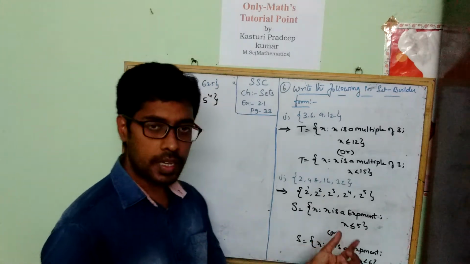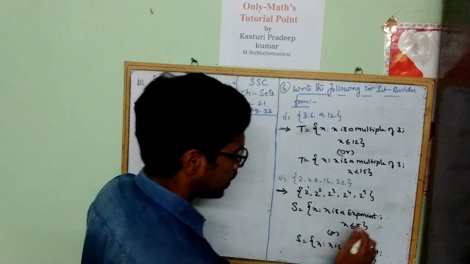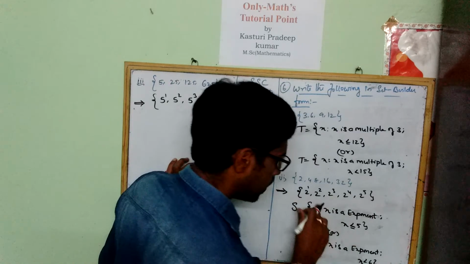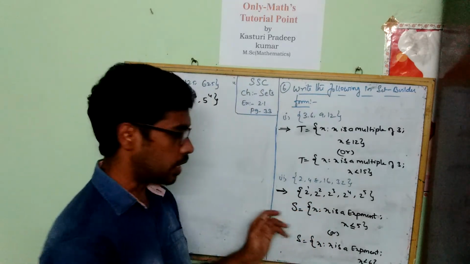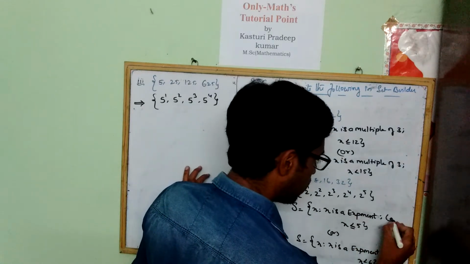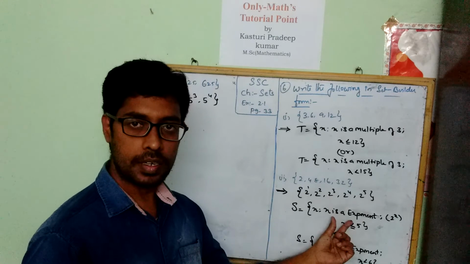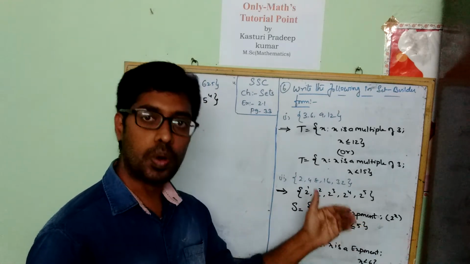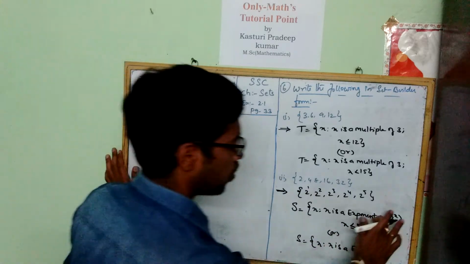See guys, in the previous sum, instead of this exponent, here the base is 2, right? The base is common, 2 only. So instead of this exponent, you can give 2 power x also. x is in which format? 2 power x, exponential form. You can write like that also, 2 power x.